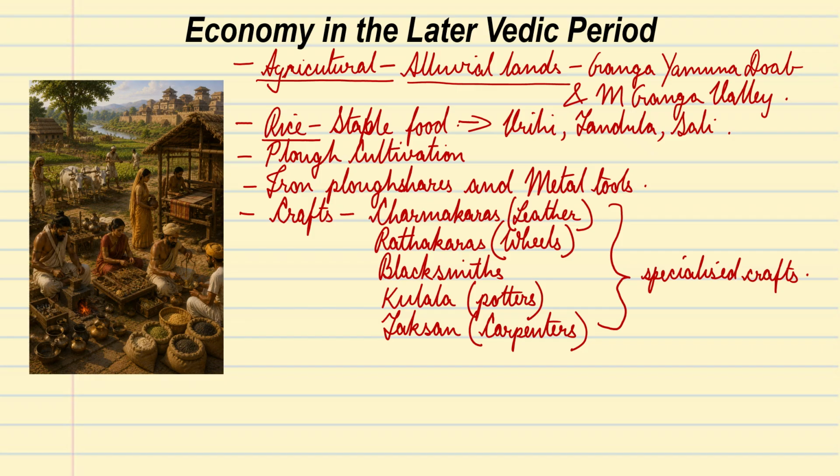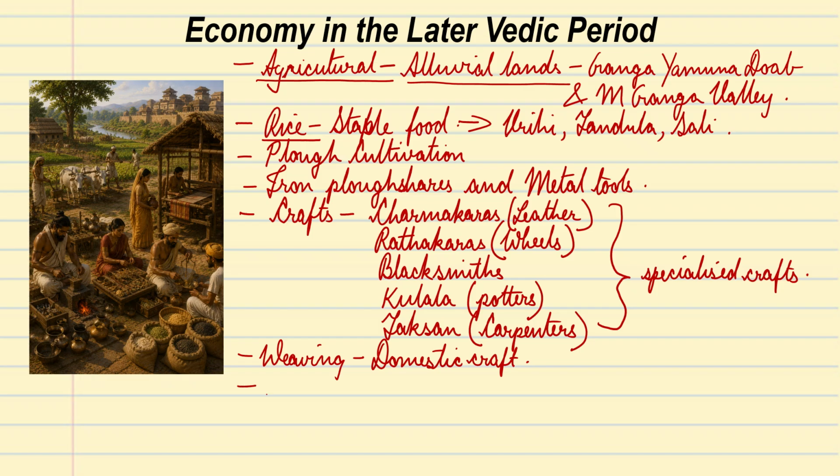We also have weaving. Weaving was mainly a domestic craft. So weaving was there, which was a domestic craft. Then wool, cotton is not mentioned. Wool is mentioned, but cotton is not mentioned.